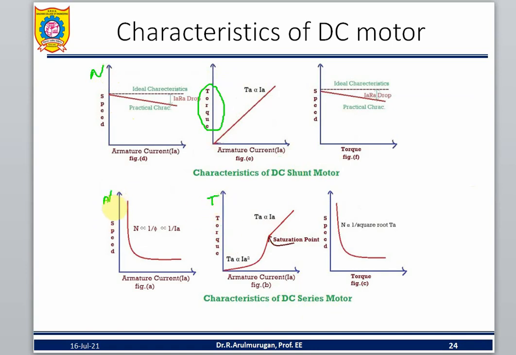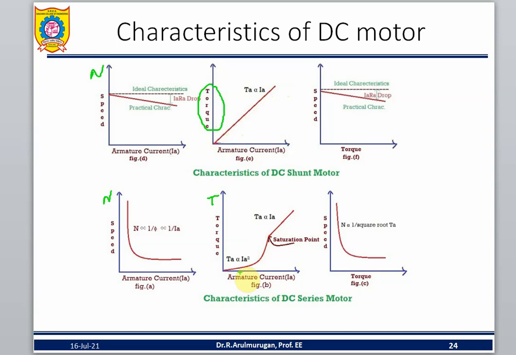Okay, which one is a constant? Which one is a medium starting torque or low starting torque? Medium or low starting torque means shunt motor. Which one is high starting torque? Series motor. Series motor is high starting torque.